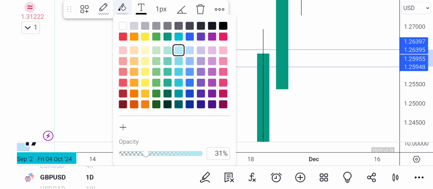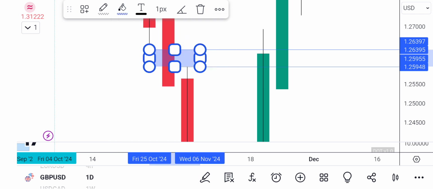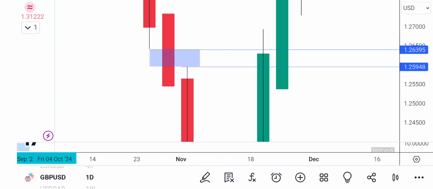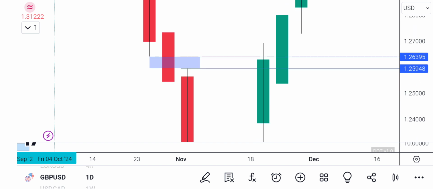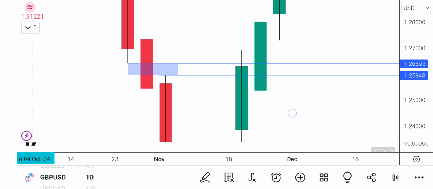Why is it called a fair value gap? It is called a fair value gap because fair value price has not been delivered into that area, and IPTA is always going to refer back to that area to deliver fair value price. I hope you get it. So that is a fair value gap.